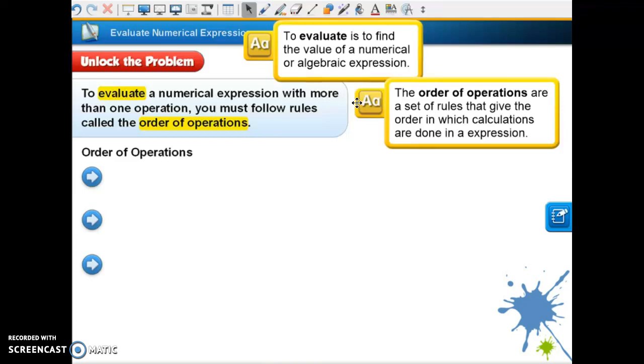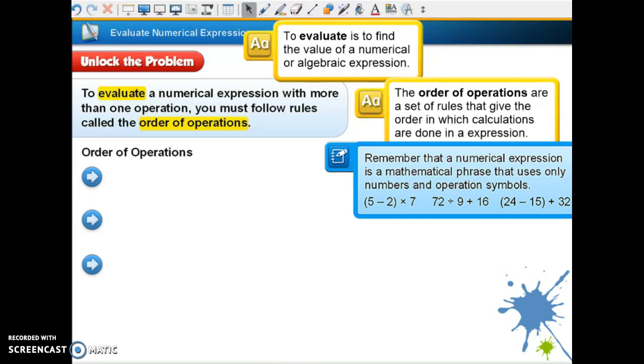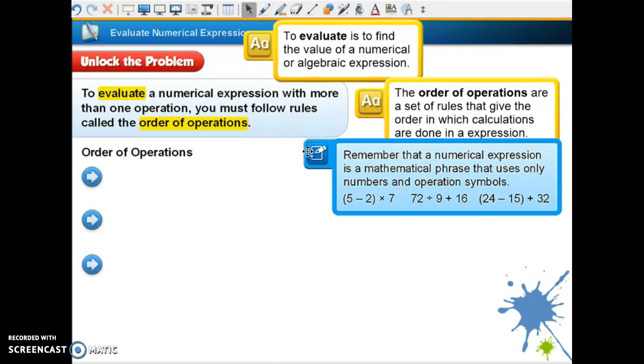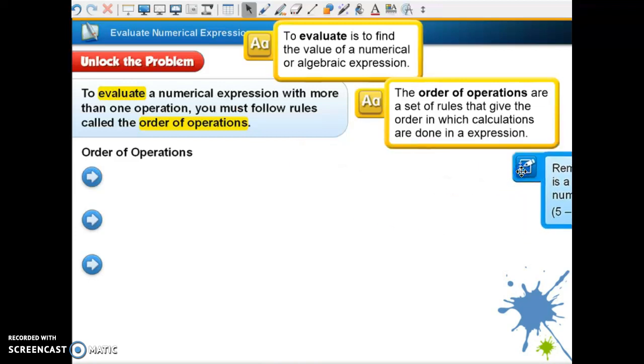The order of operations are a set of rules that give the order in which calculations are done in an expression. If you are in class and you look over at the bulletin board behind my desk with all the math things, you will see two big giant order of operation posters that you can use. And one thing to remember from lesson 1.10 is that a numerical expression is a mathematical phrase that uses only number and operation symbols. There are no equal signs in a numerical expression. So we're not going to put equals something at the end. To evaluate a numerical expression with more than one operation, you must follow rules called the order of operations.